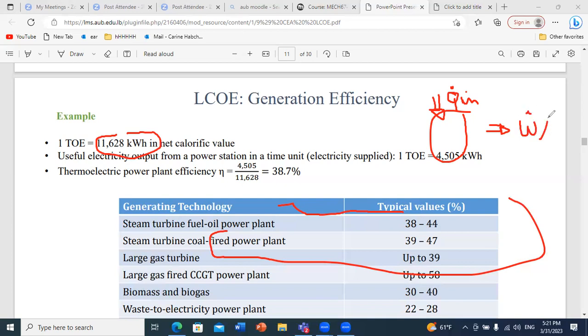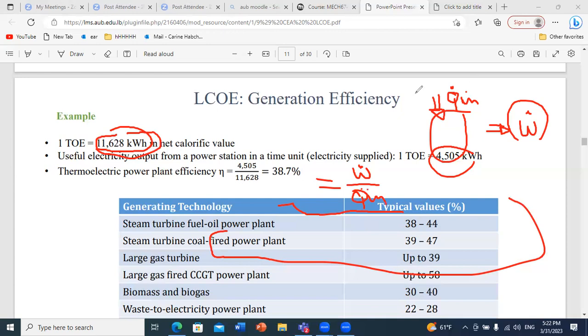And here they gave us the amount of work produced, which is electrical work. So if we have an input of 1 TOE, which corresponds to 11,628 kilowatt hour, we can only produce an electrical work of 4,505 kilowatt hour. So the thermoelectric power plant efficiency can be computed as the useful output, which is the electrical output supplied, over the input, which is the heat that we can get from burning, let's say, fuel. So this will allow us to find the efficiency of our system.